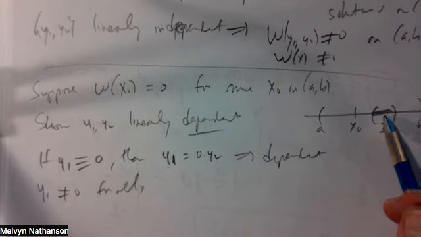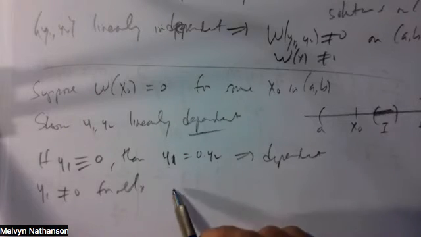So there's some interval. The function y1 is continuous. If it's positive somewhere, it's positive on some whole interval I. And if it's negative somewhere, it's negative on a sub-interval I of this interval from A to B. So if y1 is not equal to 0, then y1 is different from 0 on some sub-interval I from A to B.